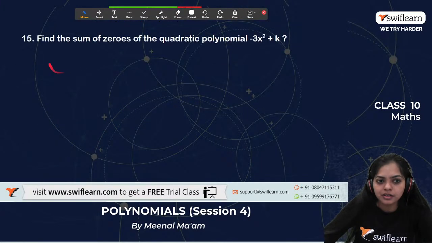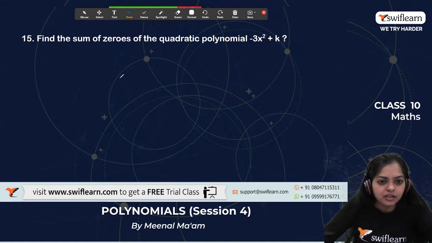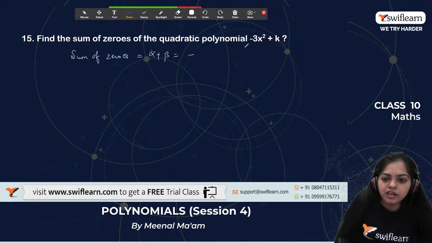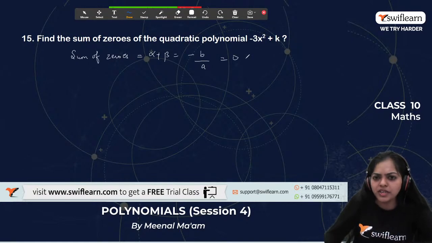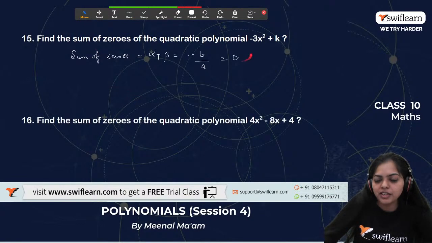And here is the next question. Find the sum of the zeros of the quadratic polynomial. And again, I think this will be very easy for everyone. It is a quadratic polynomial and the sum of zeros will be equal to what? Alpha plus beta is equal to minus coefficient of x divided by coefficient of x square. And here what is the value of b? It is 0. That's why the answer will be, the sum of zeros will be equal to 0. So easy. Yes, easy one. Alright, so the answer for this one will be 0.